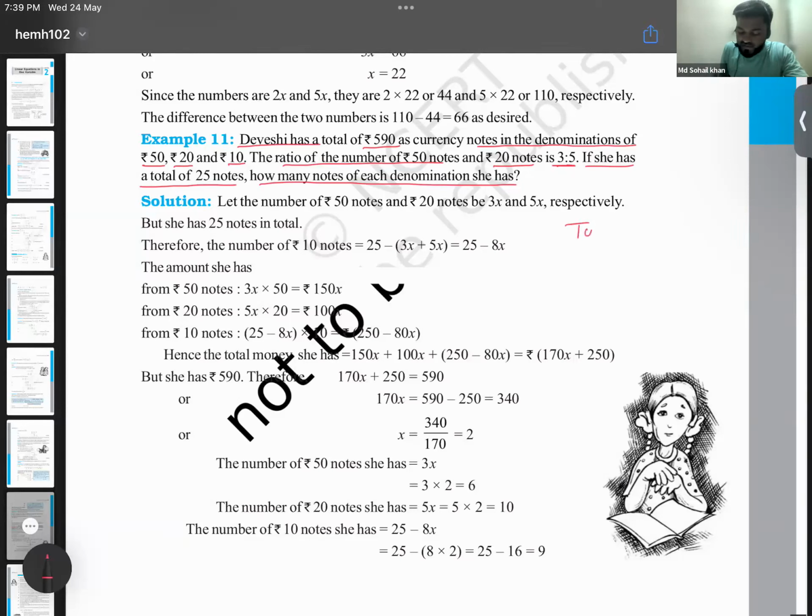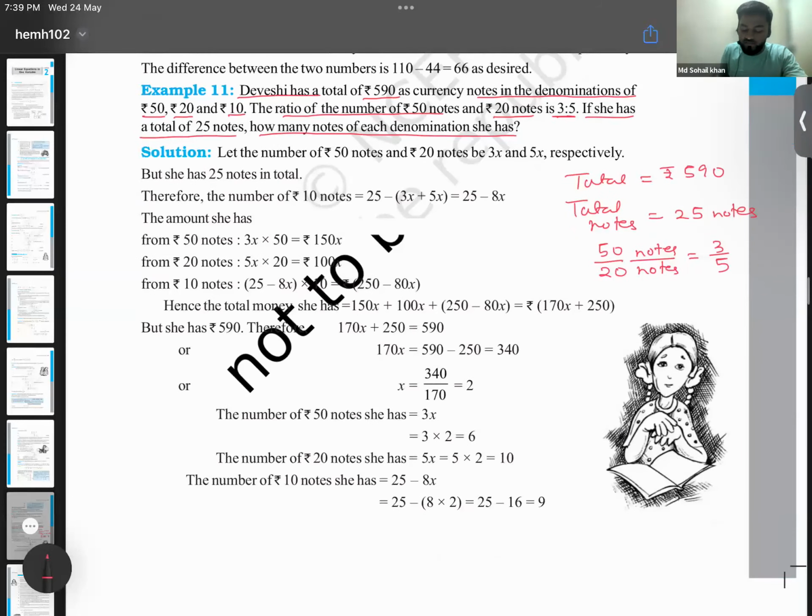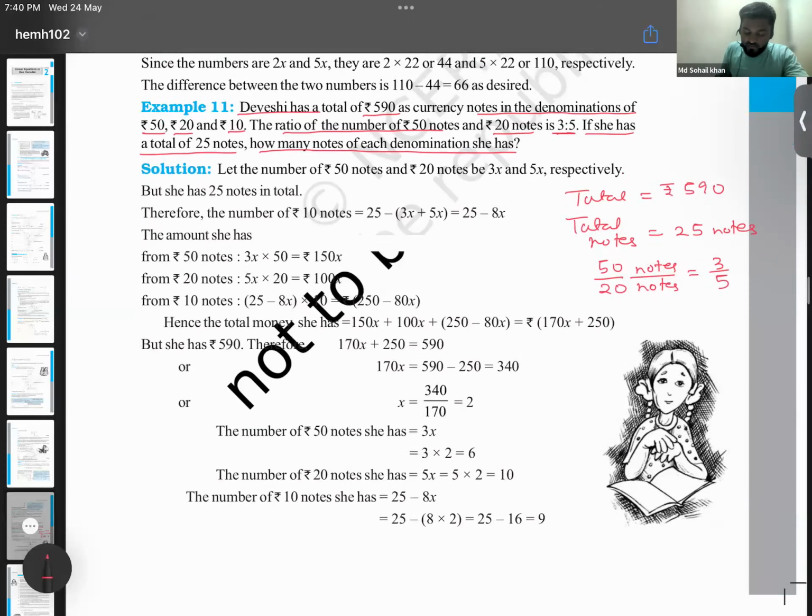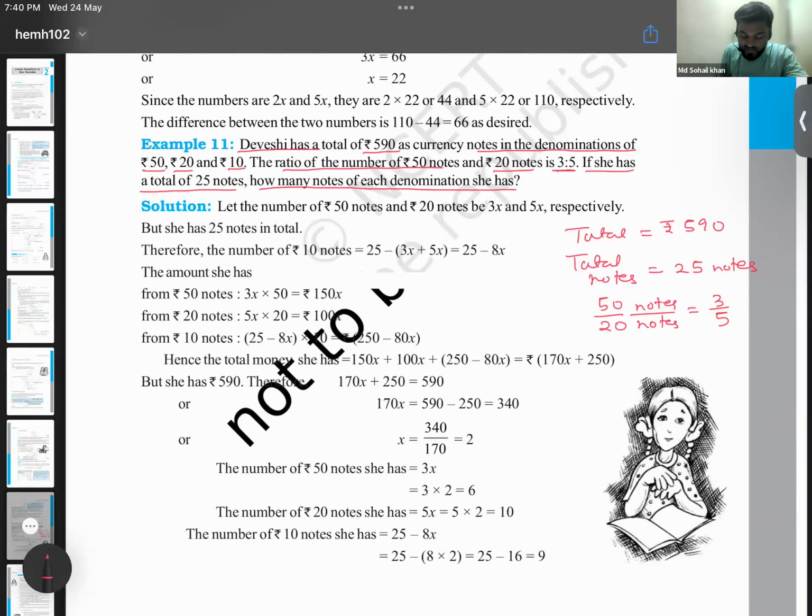In total she has 25 notes. The total amount she has is rupees 590. And the ratio of 50 rupee notes to 20 rupee notes is 3:5. You need to calculate the number of each type of note: how many notes are there of 50 rupees, how many of 20 rupees, and how many of 10 rupees. If you read here, they have taken the number of rupees 50 notes and 20 notes to be 3x and 5x.